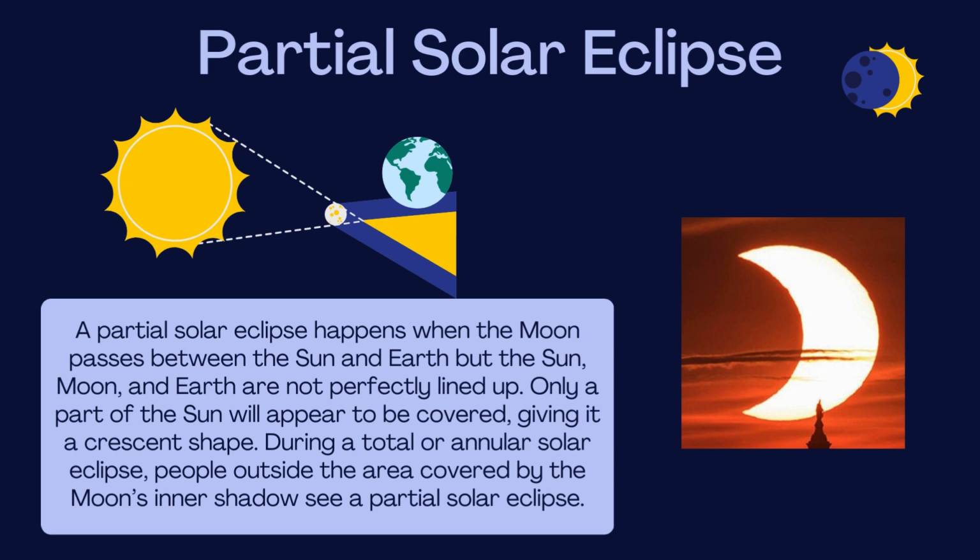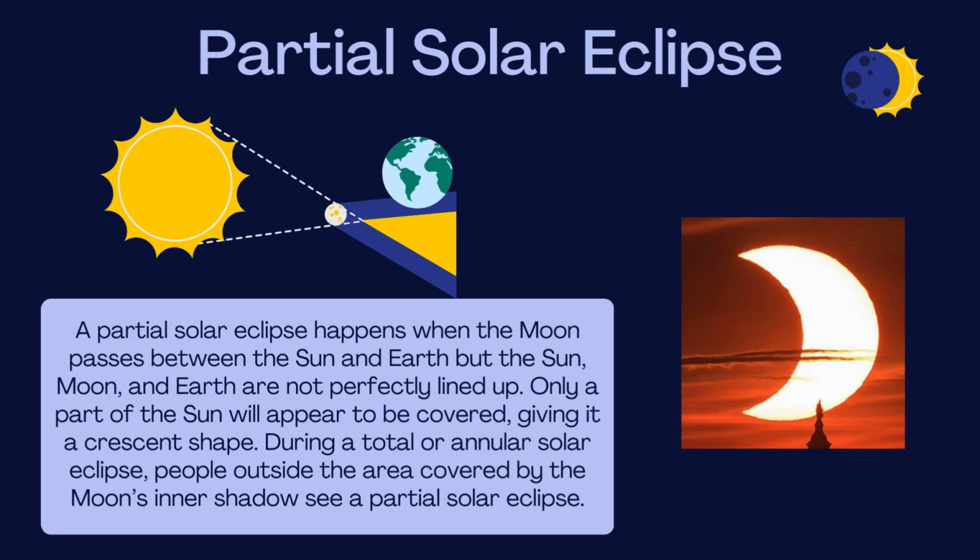Partial solar eclipse. A partial solar eclipse happens when the moon passes between the sun and Earth, but the sun, moon, and Earth are not perfectly lined up. Only a part of the sun will appear to be covered, giving it a crescent shape.